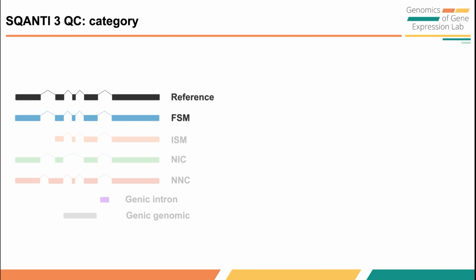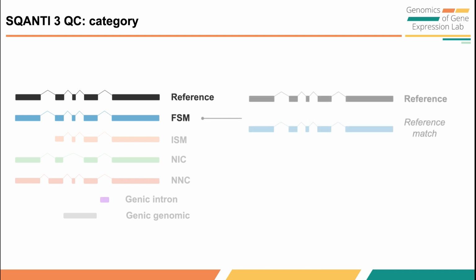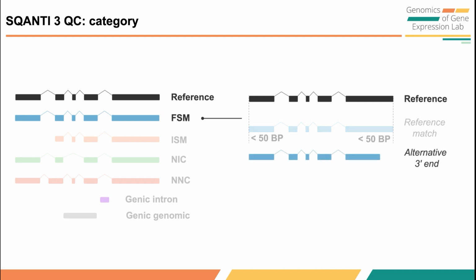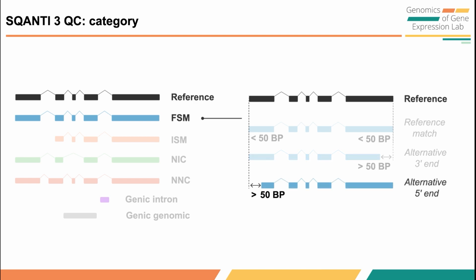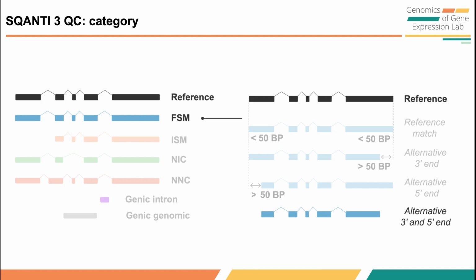The full splice match has several subcategories shown as follows. Reference match is transcripts with less than 50 base pairs distance to annotated transcription start sites and transcription termination sites. Alternative 3' end is transcripts with more than 50 base pairs distance to annotated transcription termination sites. Alternative 5' end is transcripts with more than 50 base pairs distance to annotated transcription start sites. Alternative 3' and alternative 5' end is transcripts with more than 50 base pairs distance to annotated transcription start sites and transcription termination sites.